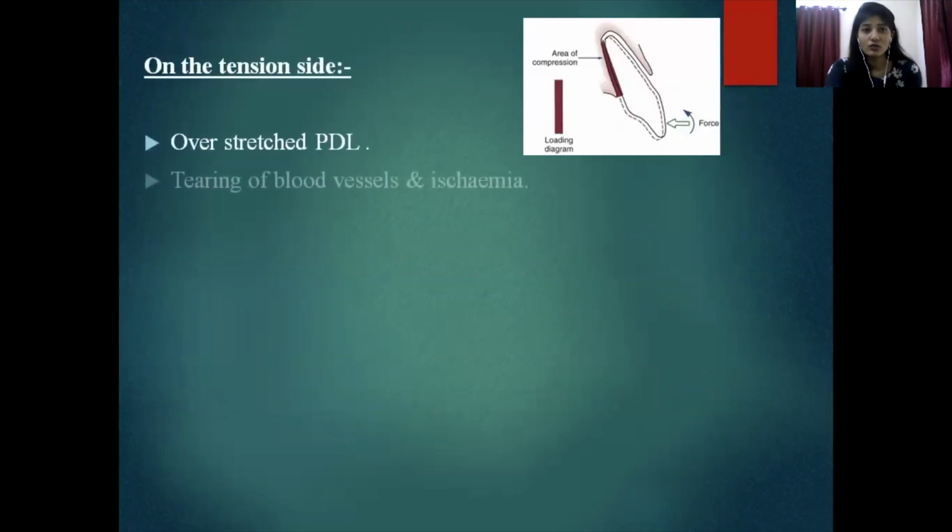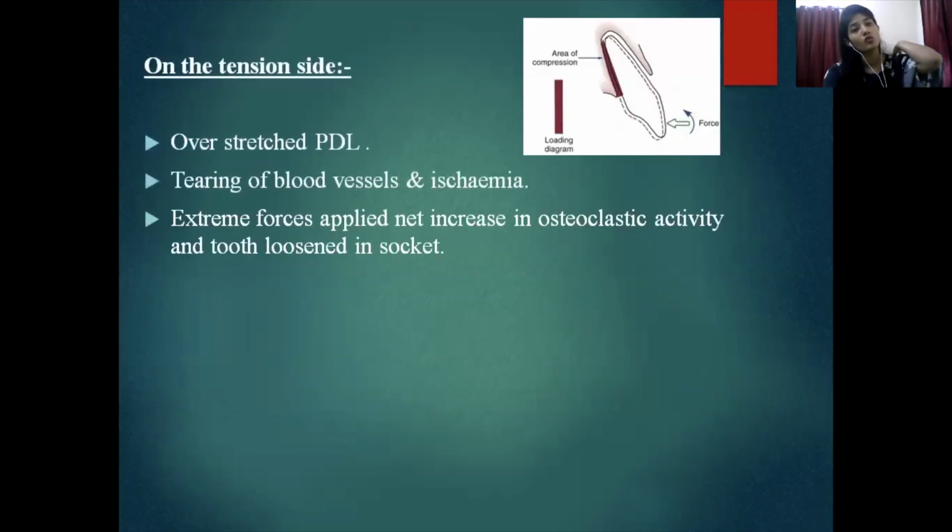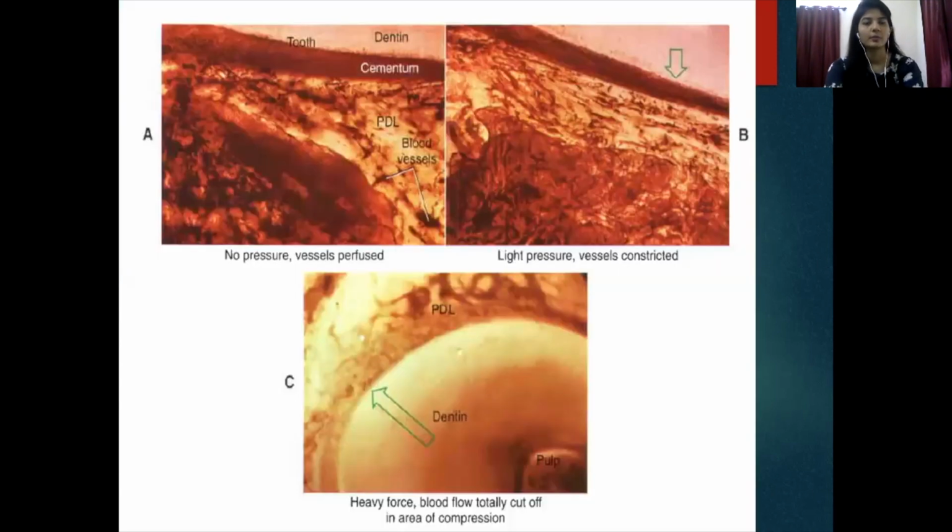So the effect of extreme forces on the tension side is overstretching of the PDL, tearing of the blood vessels, and ischemia. Extreme forces also increase osteoclastic activity, and the tooth is going to get loosened inside the socket. There are extreme forces on the bone, and the bone is going to get resorbed severely. So when the tooth is going from point A to point B, the tooth is going to get loosened inside the oral cavity.